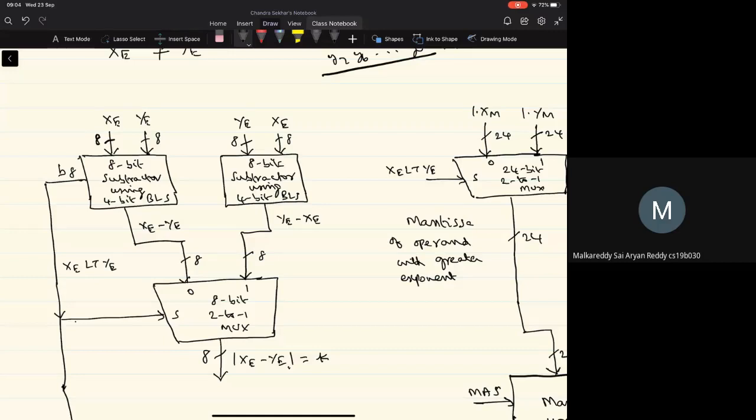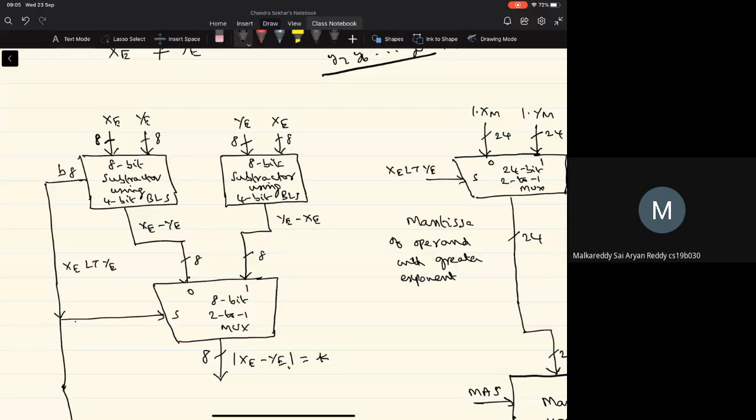So we get the difference, and then we choose one of these depending on the status of this xe less than ye signal, which will be indicating whether xe is greater than ye or not. If this is 0, then it indicates that xe is greater than ye. Otherwise, xe is less than ye. And that's actually related to the borrow bit B8 into the most significant bit of the subtraction operation, which is built using the 4-bit borrow look ahead subtractors, similar to the carry look ahead based adders.